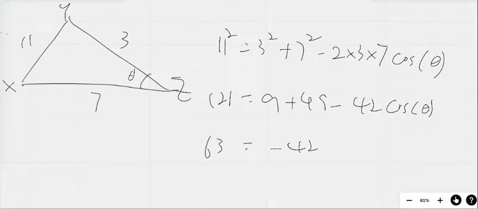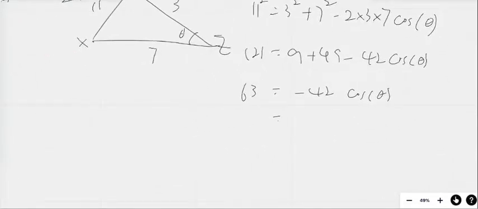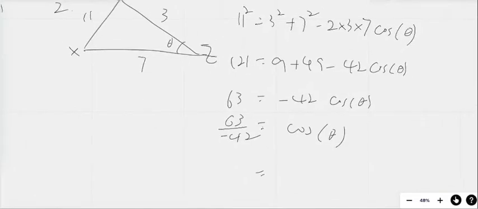42 cosine theta. So now let's do the same thing. Put the 42 onto the left. 63 over negative 42 is equal to cosine theta. On this step, did you notice some problem? Pause the video and think about it yourself.